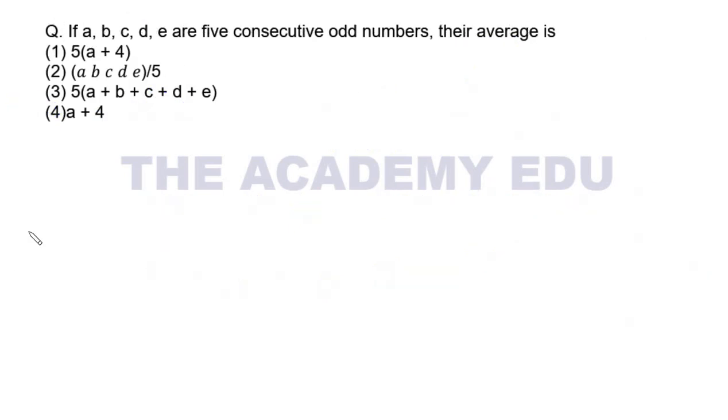Now come to this question. If A, B, C, D, E are 5 consecutive odd numbers, their average. In the case of odd numbers, the average is also 5. But we don't have an answer like that, so I need to find the answer as given in the options.